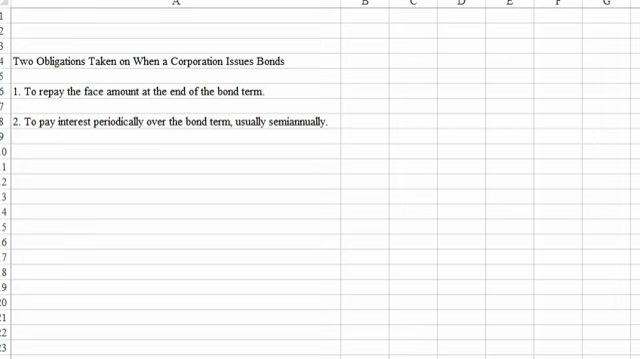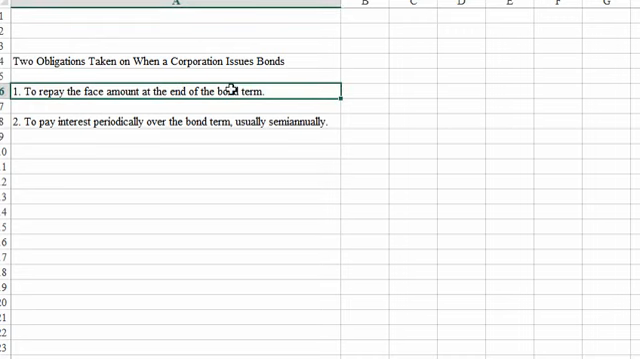And when they issue those bonds or sell those bonds, they take on two distinct obligations. One, to pay the face amount at the end of the bond term. So let's say Walmart's wanting to borrow $1 billion from the investing public over 20 years. They'd get something in the neighborhood of $1 billion today, and at the end of 20 years, they'd have to repay the $1 billion.